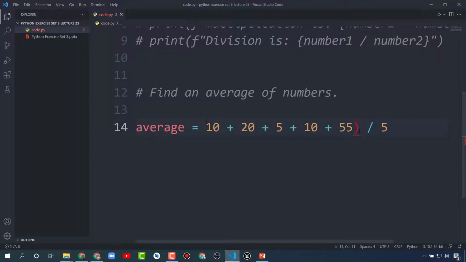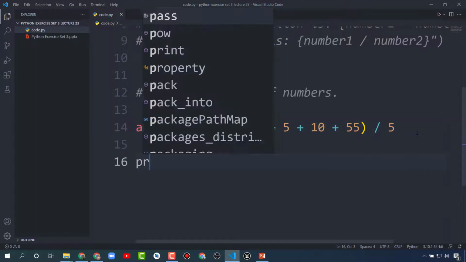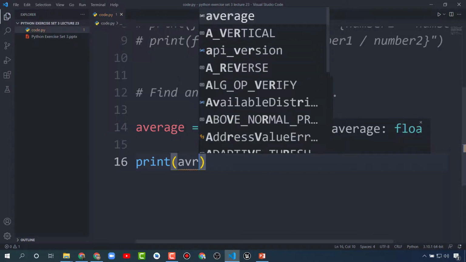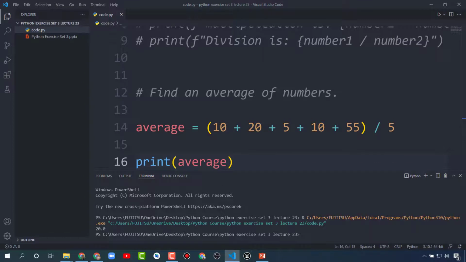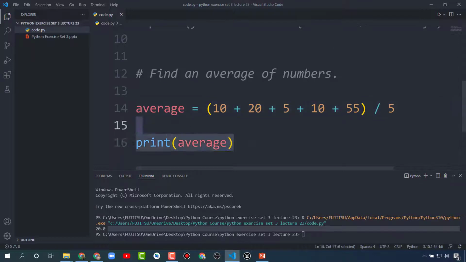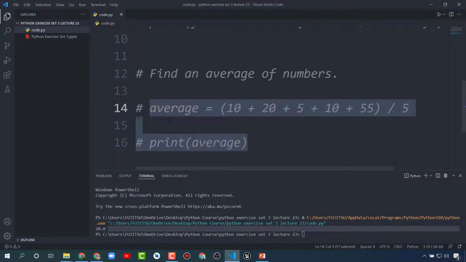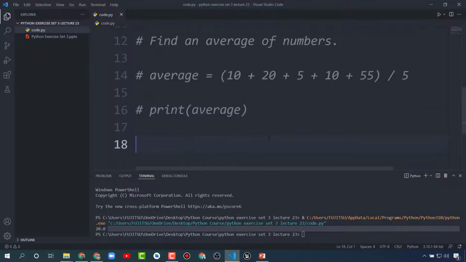Use braces. So first of all this equation will be solved, and then last the division will be solved. So let's print the answer. So its answer is 20. So this is the way to find the average of numbers with the help of a Python program.